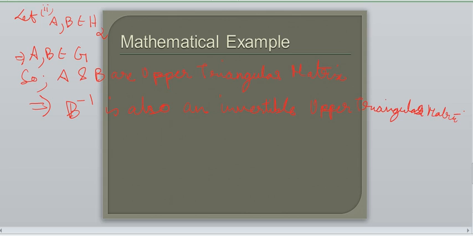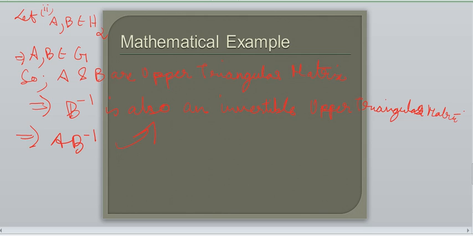Upper triangular matrix. Okay, B inverse is also an upper triangular matrix. That implies that AB inverse is also an invertible upper triangular matrix, because the product of two invertible upper triangular matrices is also an upper triangular matrix.